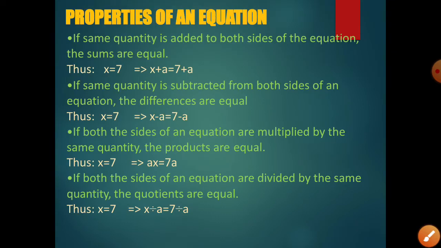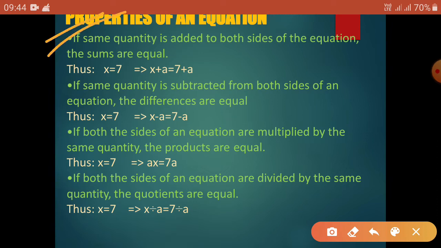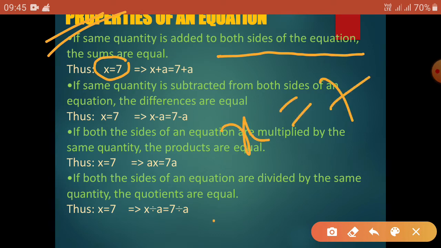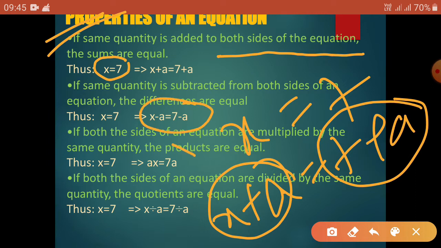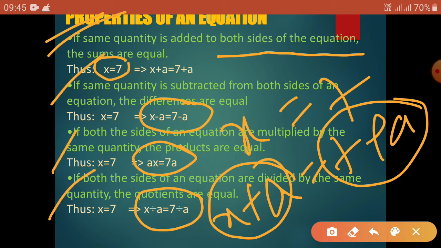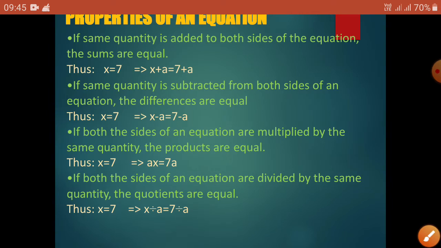Next, what are the properties of an equation? There are some properties. If the same quantity is added to both sides of the equation, the sums will be equal. Suppose we have x is equal to 7. If we add a on both sides, then on both sides the values will remain equal. This is the same for subtraction, this is the same for multiplication, and this is the same for division also. So all these are the rules or the properties of equations. Got it? Okay, go to the next slide.